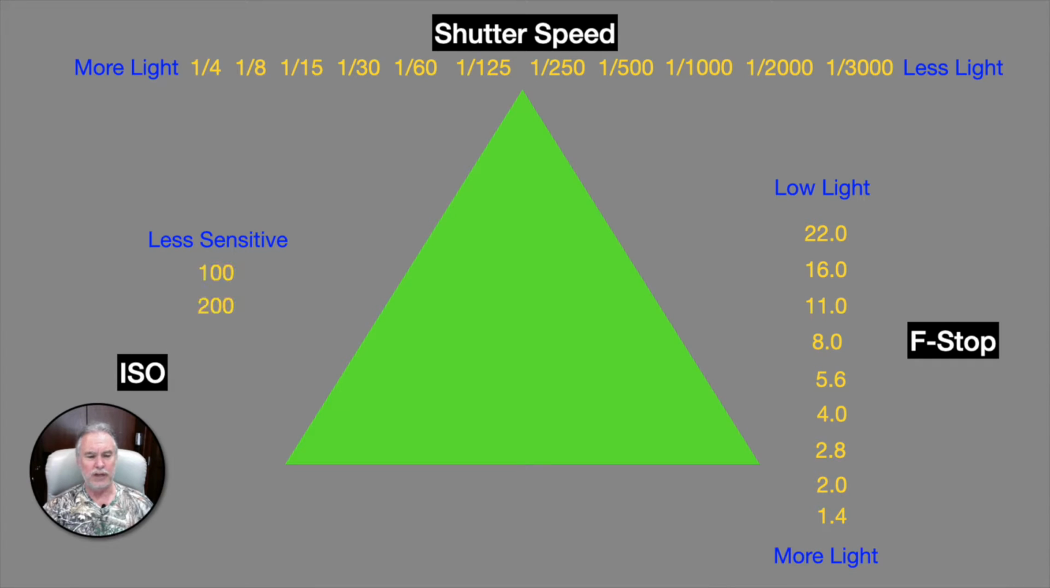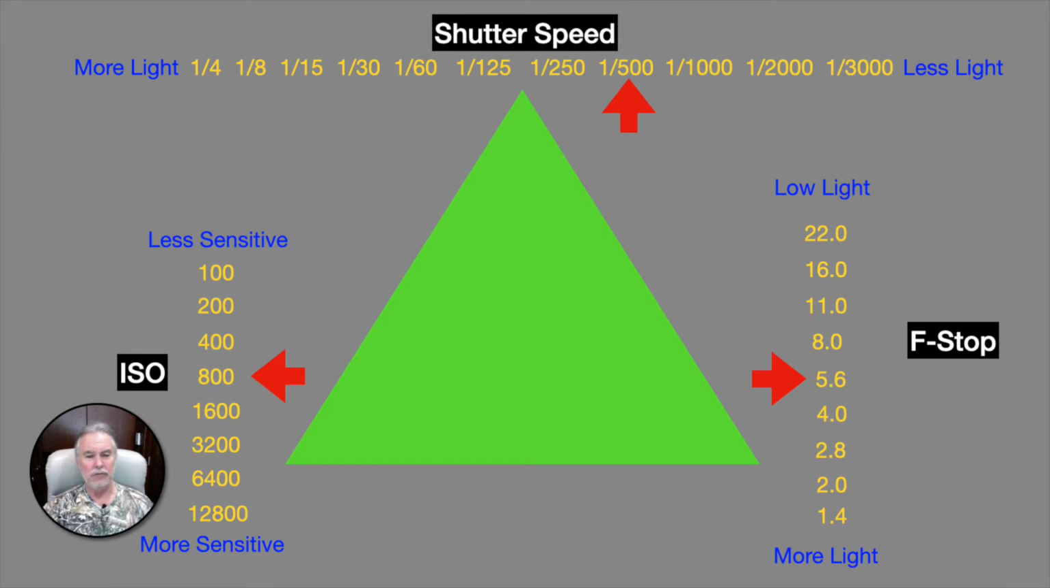Over on our left side we have our ISO, and this is the sensitivity of our sensor. It used to be our film, but since the digital world we have a sensor, and it goes from 100 to 12800, and as you increase the number from 100 to 12800, you induce more noise into every picture you take. So you really want to have lower ISOs.